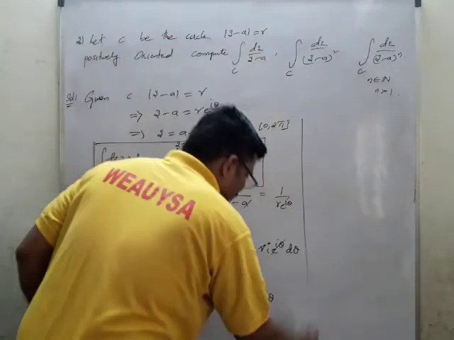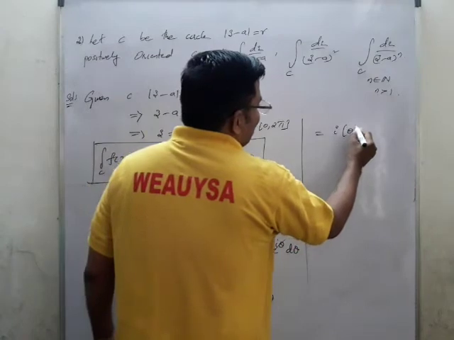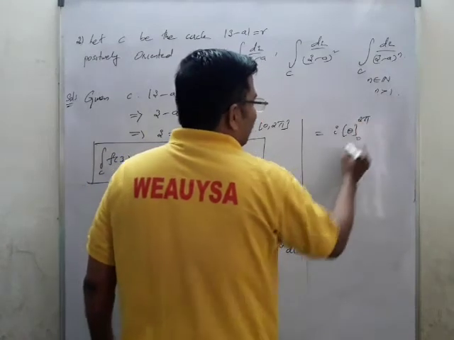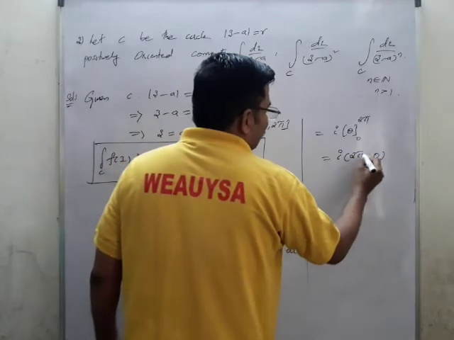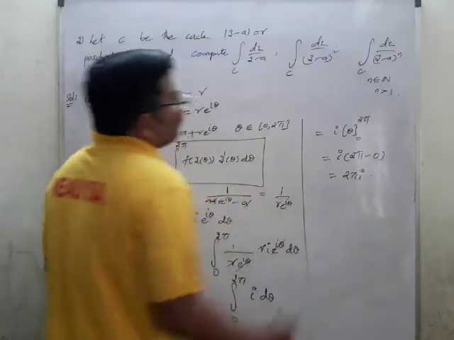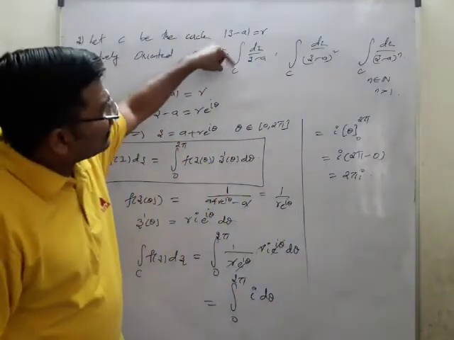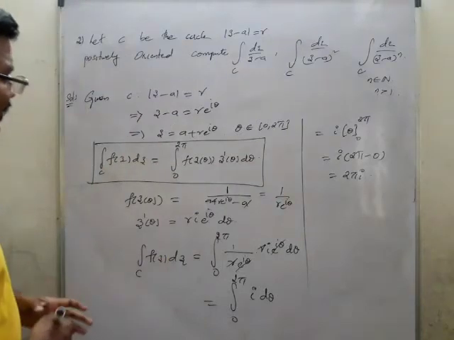Okay, so integral 0 to 2 pi i d theta. You will be getting i into theta from 0 to 2 pi. So this is i into 2 pi minus 0. Okay, so you will be getting 2 pi i. So what you got: the integral over c of 1 by z minus a is 2 pi i. Okay, this is the way to do it.